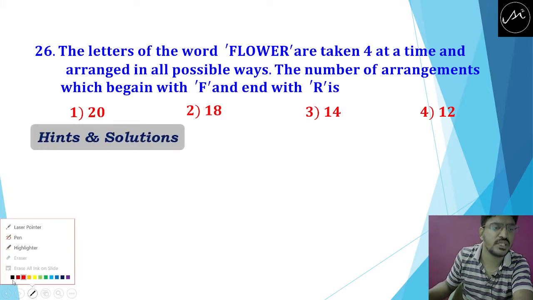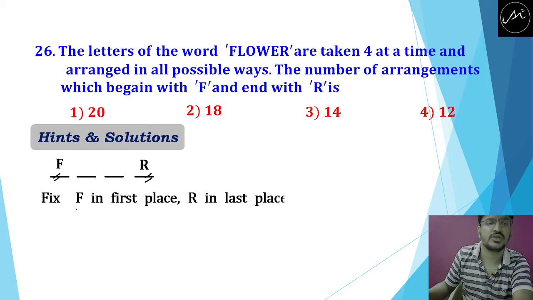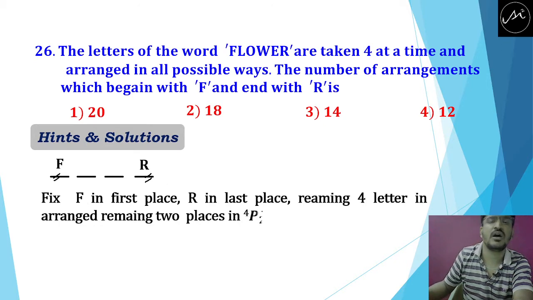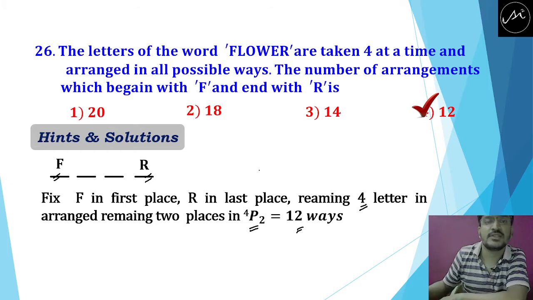Here you can just see that F has to be in the first place, R has to be in the last place. So F is in the first place and R is in the last place. The remaining four letters are arranged in the remaining two places in the form of 4P2, that is 12 ways. So they are asking the number of arrangements which begin with F and end with R.